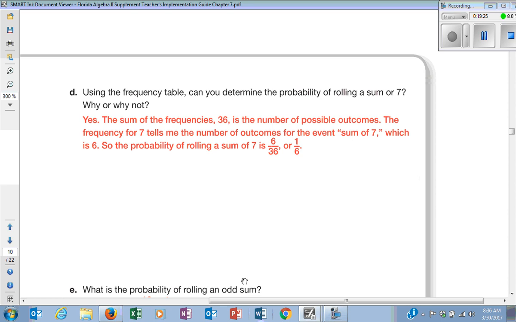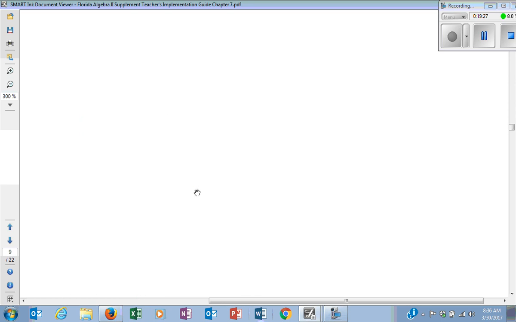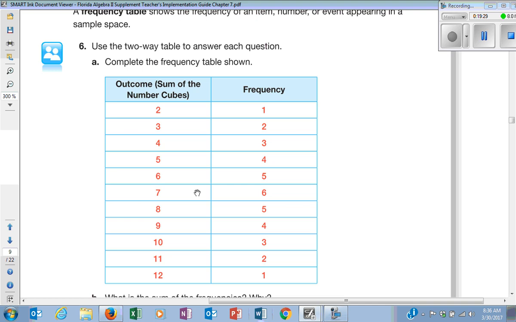All right, what about the probability of rolling an odd number? What can I do? Add all the odds up. Would I add 1? No. Would I add this one? Why? This one is for adding up to a 2. Is 2 odd? No. So what number would I start adding with? This 2, because 3 happens twice.